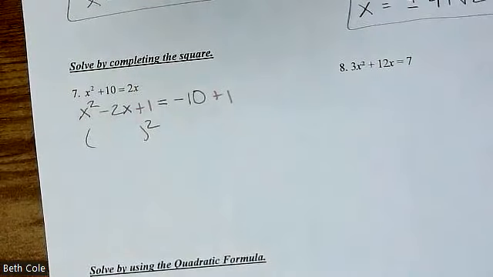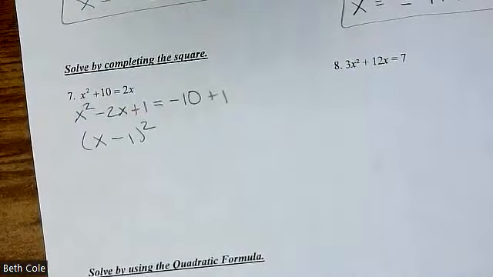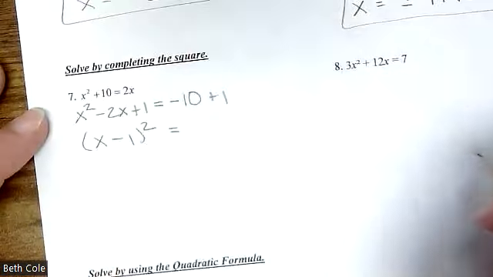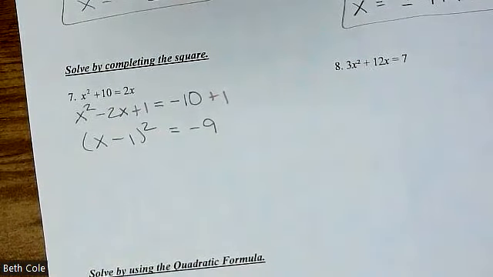All right, write it as blank squared. And then what goes in the blank should be x plus a number or x minus a number. So what's going to go in there? Yeah, x minus 1. Perfect. Equals negative 9. Now, last class, that's where we stopped. I taught you to get to there. Today, we're just going to finish it up. There's 2 more steps.